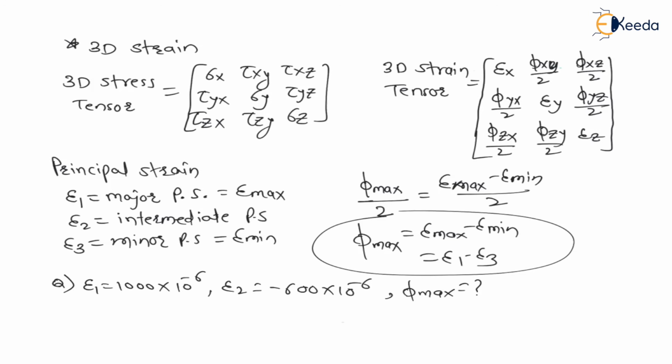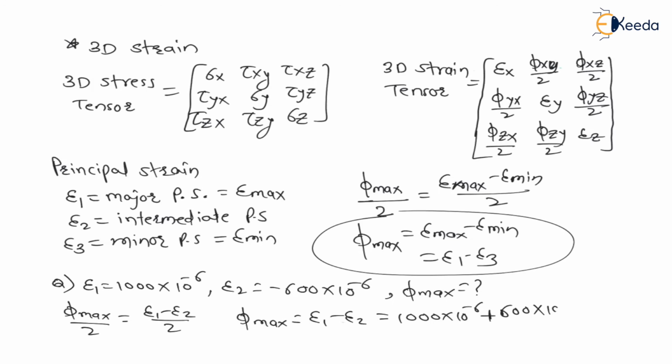Now, what is the formula? Phi max by 2 is equal to E1 minus E2 by 2. Therefore the 2 will get cancelled, and phi max will become E1 minus E2, which is nothing but 1000 into 10 to the power minus 6 minus E2, where minus becomes plus 600 into 10 to the power minus 6. Therefore phi max will come 1600 into 10 to the power minus 6.